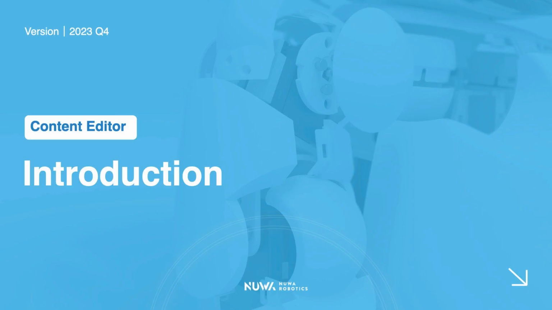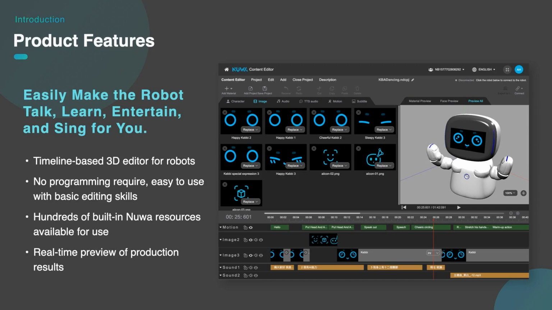Chapter 1, Introduction. The Content Editor is a timeline-based 3D performance editor for robots, similar to video editing software, designed for quickly creating diverse and lively robot performances. No programming is required, and it is easy to use with basic editing skills. The tool offers hundreds of NUA resources for use and allows real-time preview of production results.